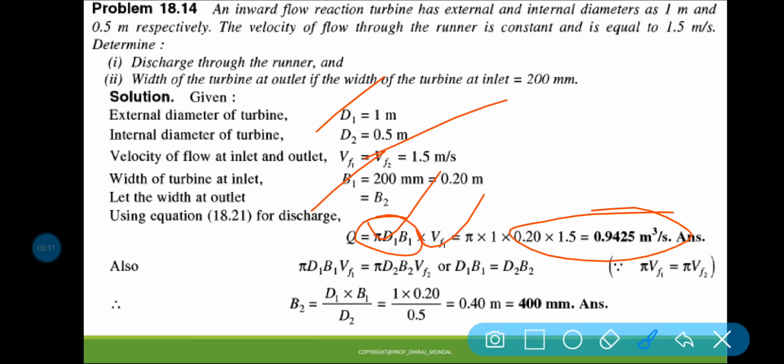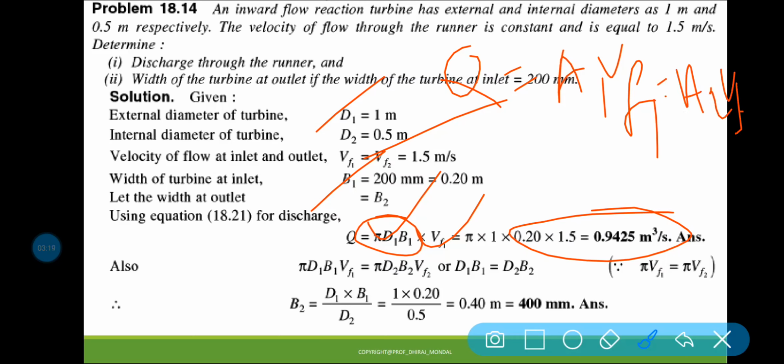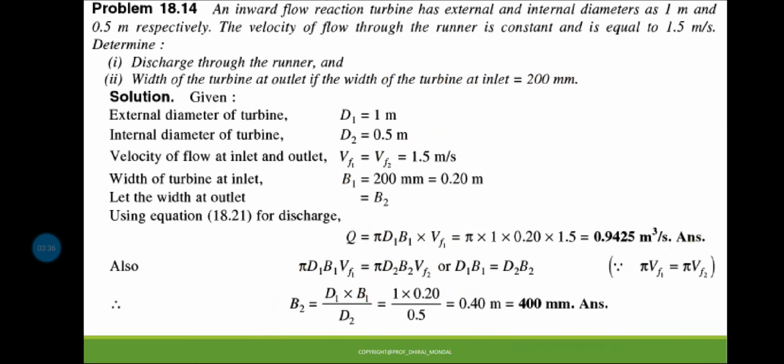Now you know the continuity equation, Q is equal to area into velocity. So A1 Vf1 is equal to A2 Vf2. Clear? So put the values: pi D1 B1 Vf1 is equal to pi D2 B2 Vf2. Ultimately this is your equation, and B2 you have to find out, all these values are given. So 400 mm is the answer. Clear? So I think it is clear.